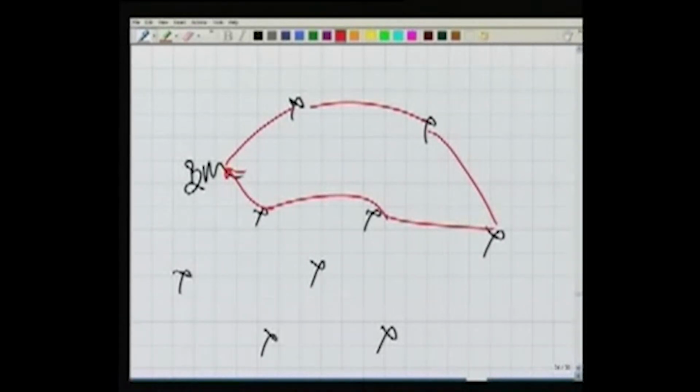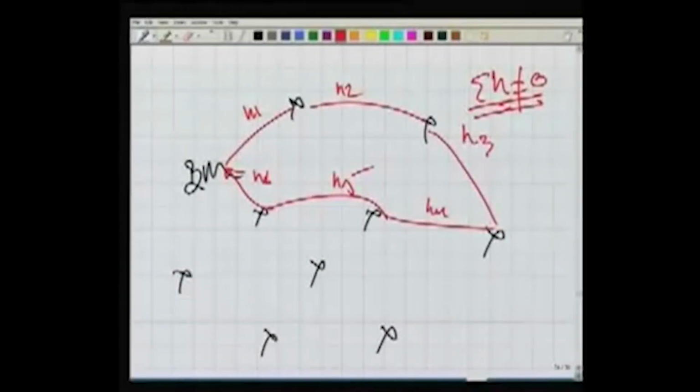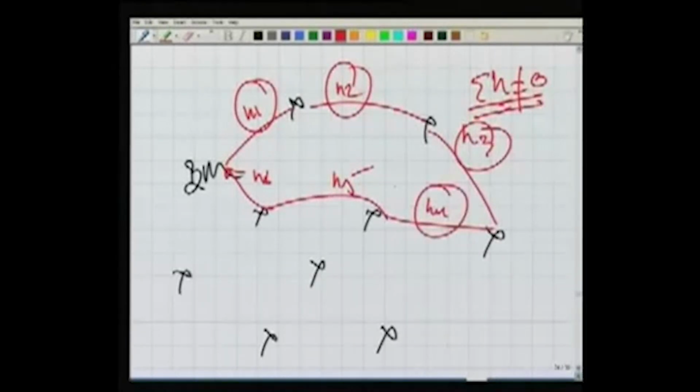and close it. Now, whatever the values here, H1, H2, these are the differences in elevation, H3, H4, H5 and H6. So the sigma of all these H should be equal to 0 with the proper sign, because I started from a point, I reached the same point, and the difference in elevation should be 0. That is, the sum of those differences of elevation. But it will not be so. We know it will not be so, because the individual observations have some error.